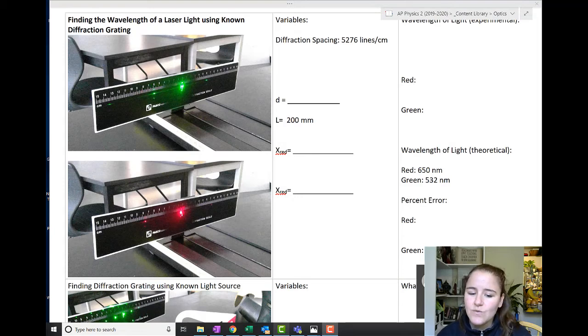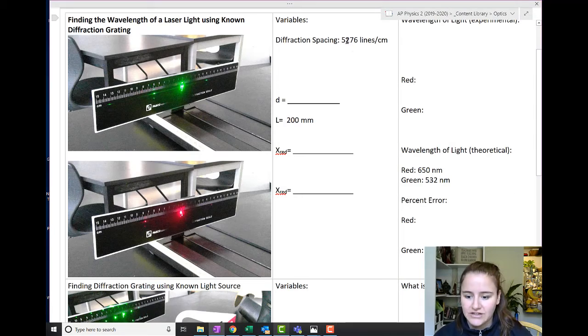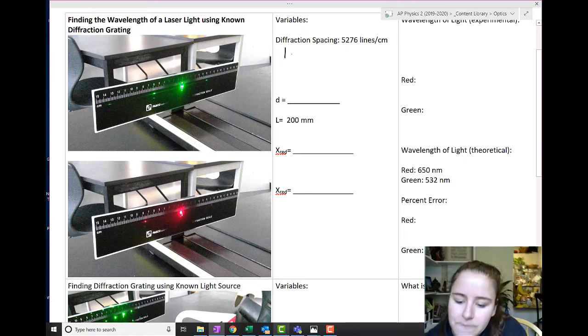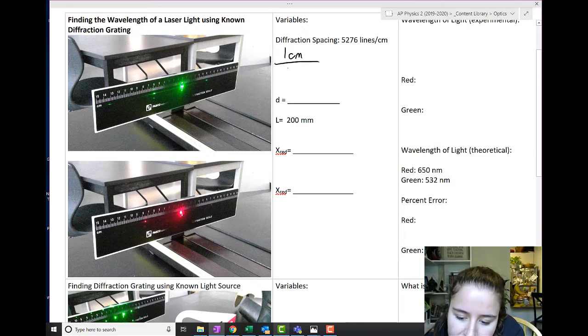Okay, so to find the wavelength of the laser light using the known diffraction grating, first we need to figure out what the spacing between the lines is. Basically how much space there is between the lines. On most diffraction gratings, they give you the spacing, for example, how many lines there are per centimeter, and then we have to convert it to figure out the spacing between the actual slits. So in order to do that, we just kind of have to flip the number.